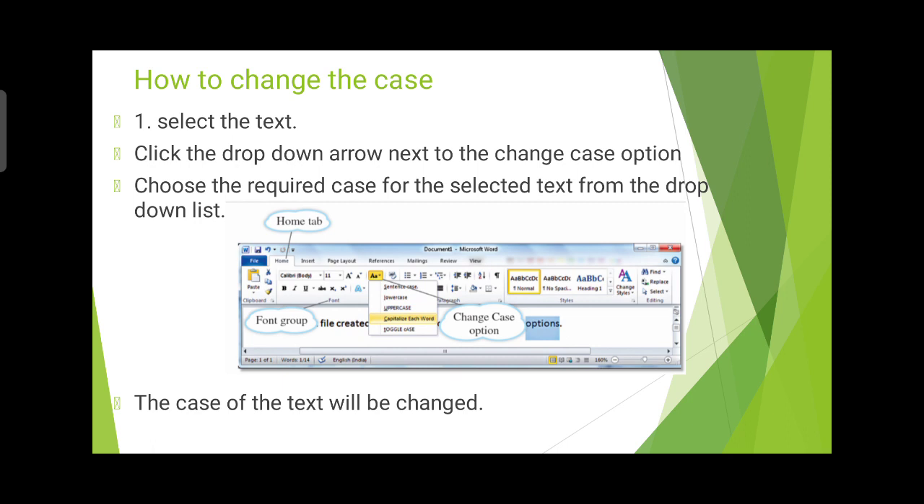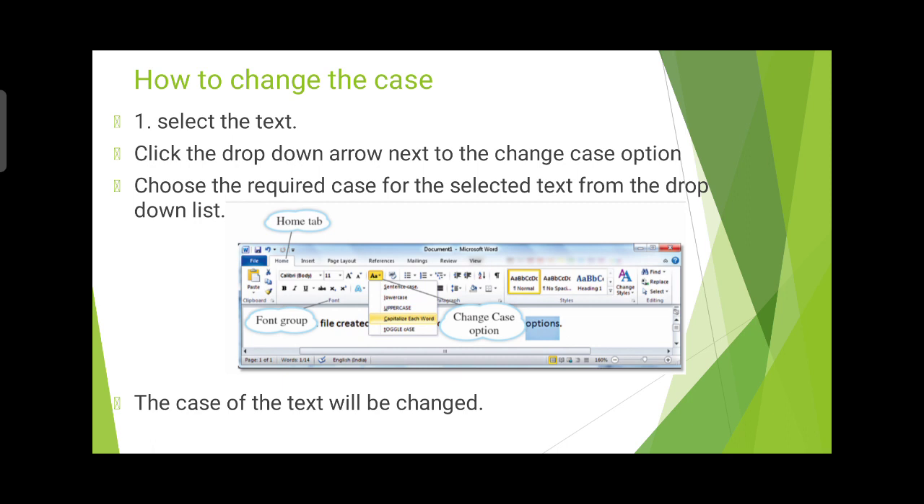Afterwards, click the drop down arrow next to the change case options. Choose the required case for the selected text from the drop down list. You will get it in the picture. Okay, home tab, font group, change case, and in the drop down list you can see sentence case, lower case, upper case, capitalize each word, toggle case. These are the options. Whatever you want, you can select it from your own side. The case of the text will be changed.